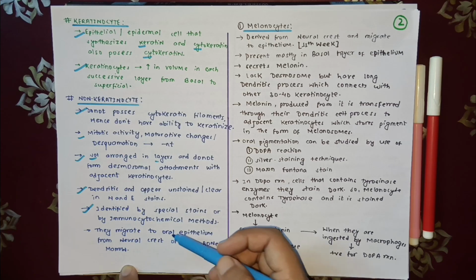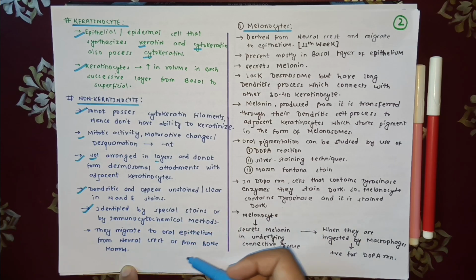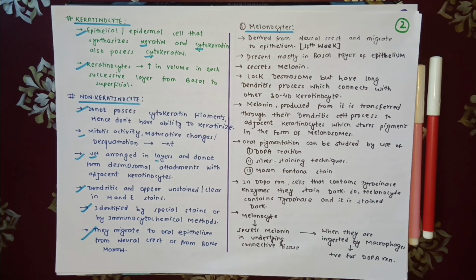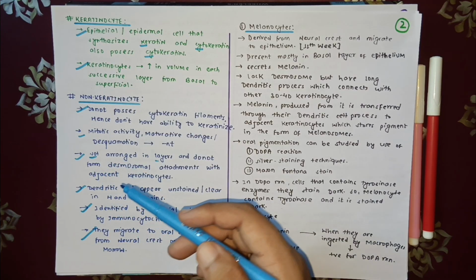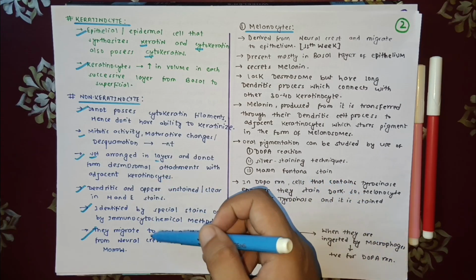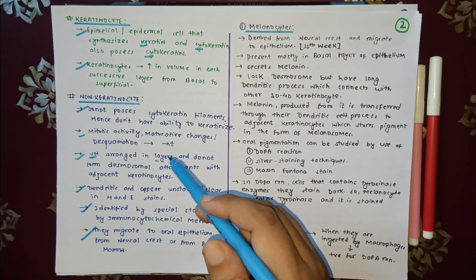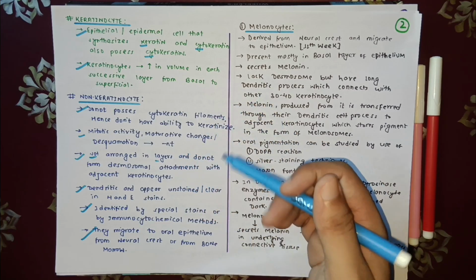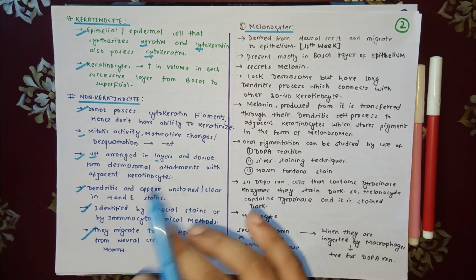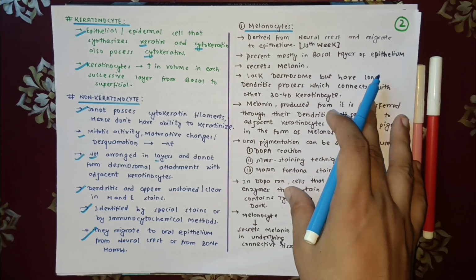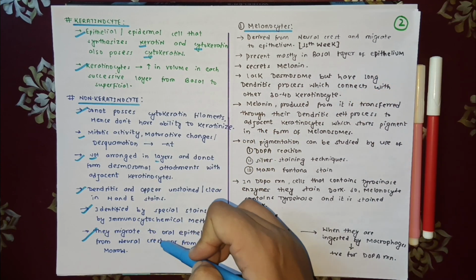After that, they migrate to the oral epithelium from the neural crest or from the bone marrow, and this is very important to remember. So the origin of the non-keratinocyte is the neural crest cell. Neural crest cell, I think you have studied in general embryology, and I will not be discussing it properly here, so you should study that properly to get a proper concept of the neural crest cell.